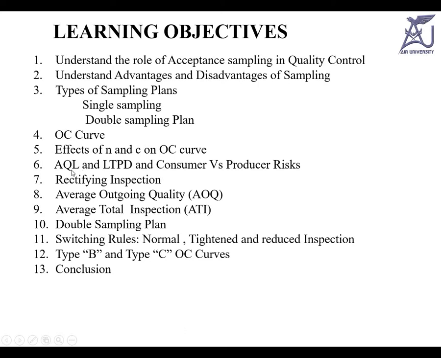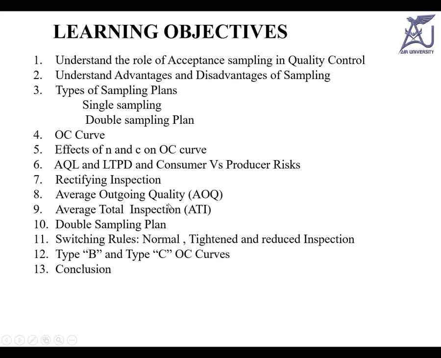Subsequently, we are going to study the acceptance quality level and lot tolerance percent defective, and consumer versus producer risk. We are also going to discuss rectifying inspection, how to rectify the inspection if the lots are rejected, how we can rectify our inspection plan.